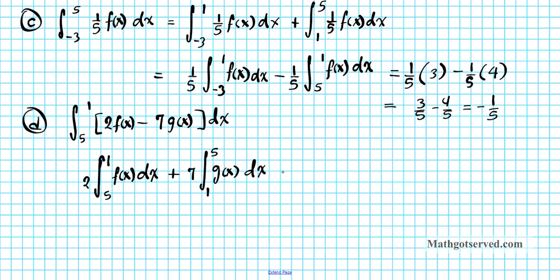Okay? So now what does this become? This becomes 2 times, we know what the first integral is equal to, 4, plus 7 times, we know what the second integral is. It is -6. And then when we simplify this, we get 8 minus 42. And our final answer is -34. Alright, -34 is the value of our definite integral. So that's that.